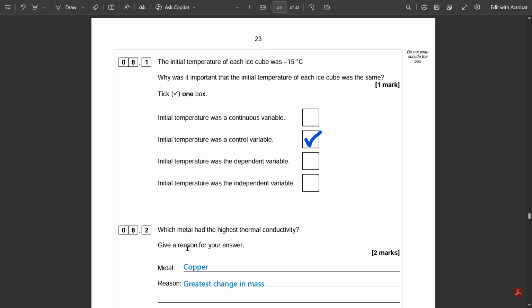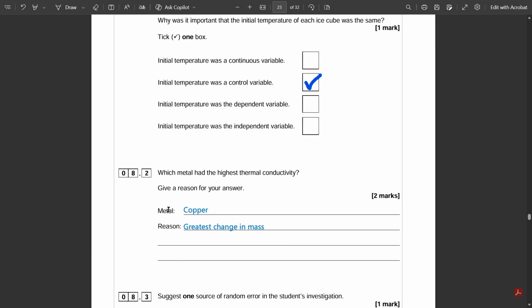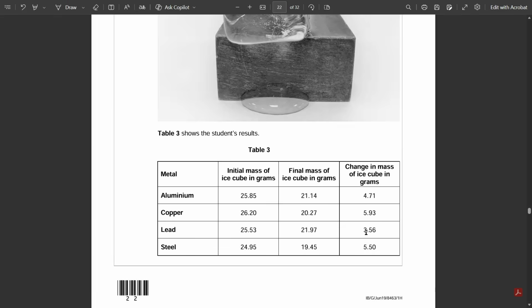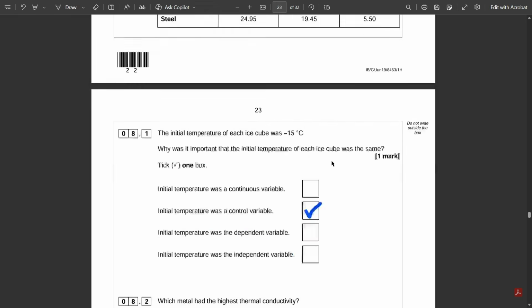And then we're asked which metal had the highest thermal conductivity, and to give a reason for the answer. The answer is it's copper, and that's because it has the greatest change in mass. And you can see that it has the greatest change in mass, and that's because the copper absorbs heat the quickest, causing the ice to melt, and causing the ice cube to shrink the most because it has the best thermal conductivity.